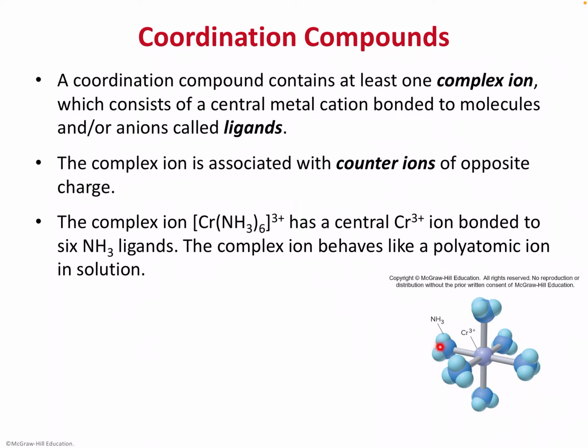The complex ion you are seeing here is chromium with 6 ammonia ligands. Chromium is the central metal ion, and then you have ligands 1, 2, 3, 4, 5, 6 ammonia, 6 ligands, NH3. The complex ion behaves like a polyatomic ion in solution. Remember the polyatomic ions like carbonate, phosphate, sulfate, nitrate. So this complex ion behaves like a polyatomic ion in solution. They are all going to be together, and then it dissociates from the counter ion.